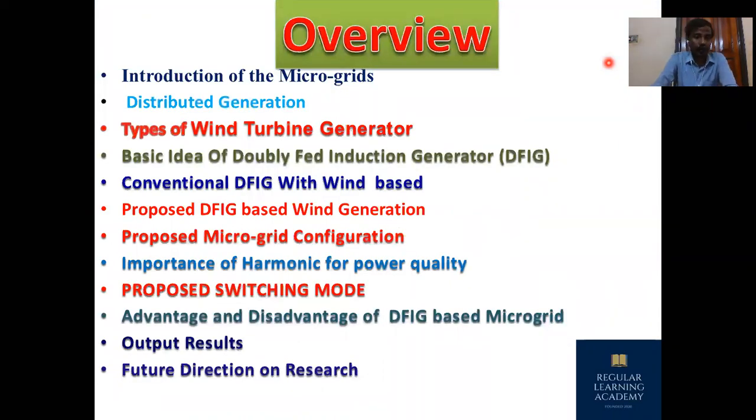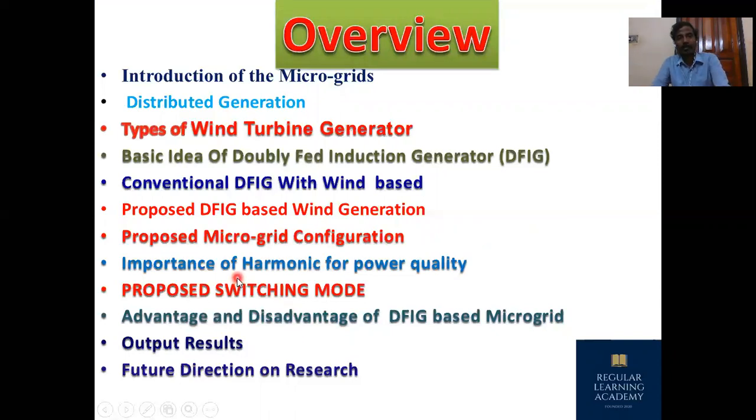What is the overview? In this lecture, the overview is: introduction of the microgrids, distributed generation, types of wind turbine generators, basic idea of double fed induction generator, that is DFIG, conventional DFIG with wind-based, proposed DFIG-based wind generation, proposed microgrid configuration, importance of harmonics for power quality, proposed switching mode, advantage and disadvantage of DFIG-based microgrid, output results, and future direction of the research.